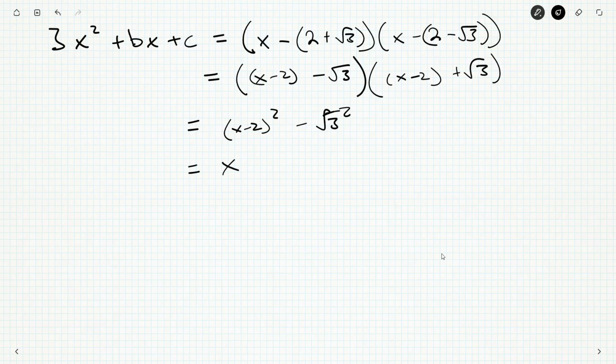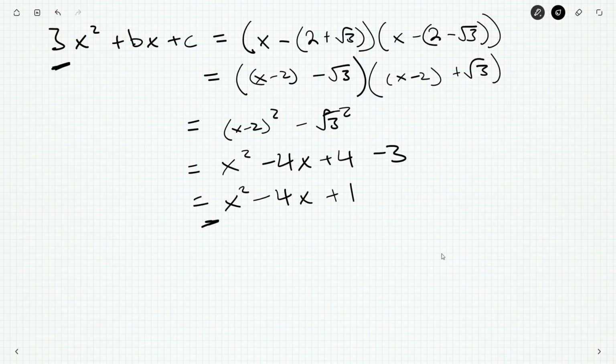So now x minus 2 squared is x squared minus 4x plus 4, minus root 3 squared, which is just minus 3. So this is x squared minus 4x plus 1. And now we compare coefficients, but hey, we're missing something. We're missing that a value, the coefficient of x squared. Both of these have the same roots. It's just that we need a stretching factor on our parabola, if you think about it that way. So we really just need to add a 3 back in to make sure everything matches up.